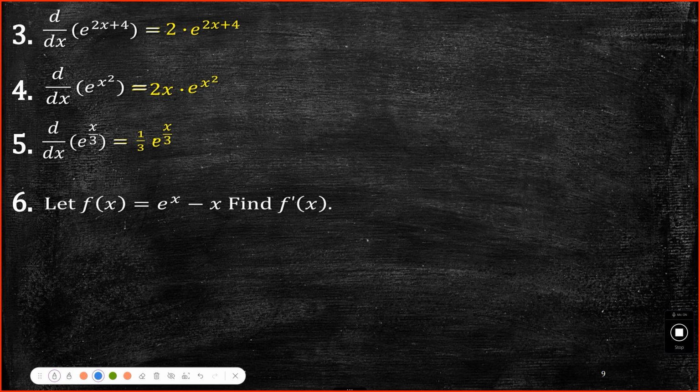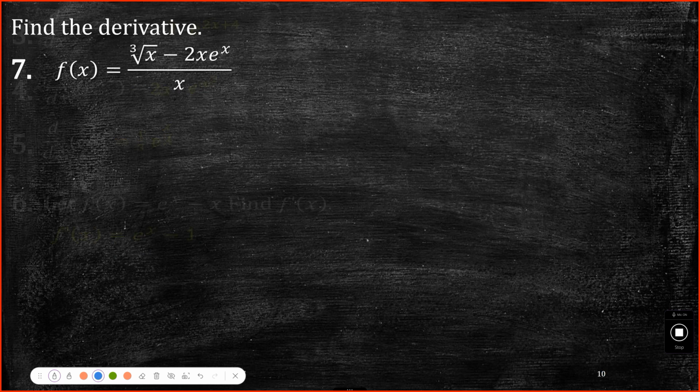let f of x equal to that. Find f prime of x. So what's the derivative? The derivative is e to the x subtract 1. Number 7. Let's go to number 7.